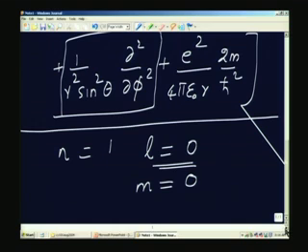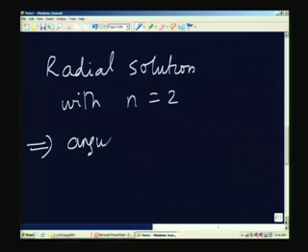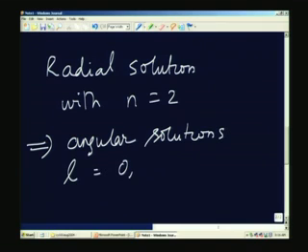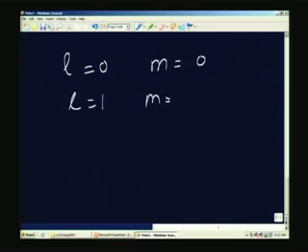Now extending this argument to the next case, namely a radial solution with n equal to 2, the corresponding angular equation gives you the following possible values for the quantum numbers l and m. l can be 0, 1, 2 up to n minus 1, which in this case is 0 and 1. Now for each value of l, the corresponding value of m is from minus l to plus l. Therefore for l equal to 0, the only possible value for m is 0. For l equal to 1, the possible values are m equal to minus l to plus l, which means minus 1, 0, plus 1.